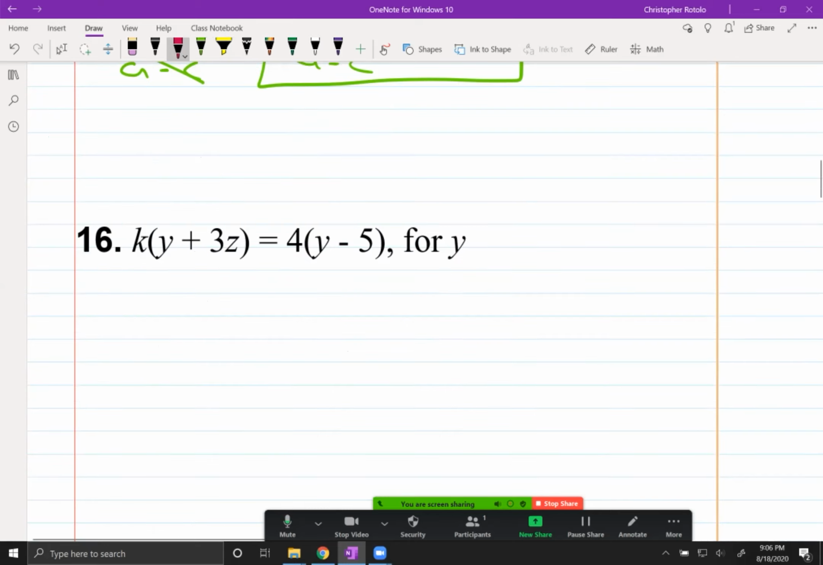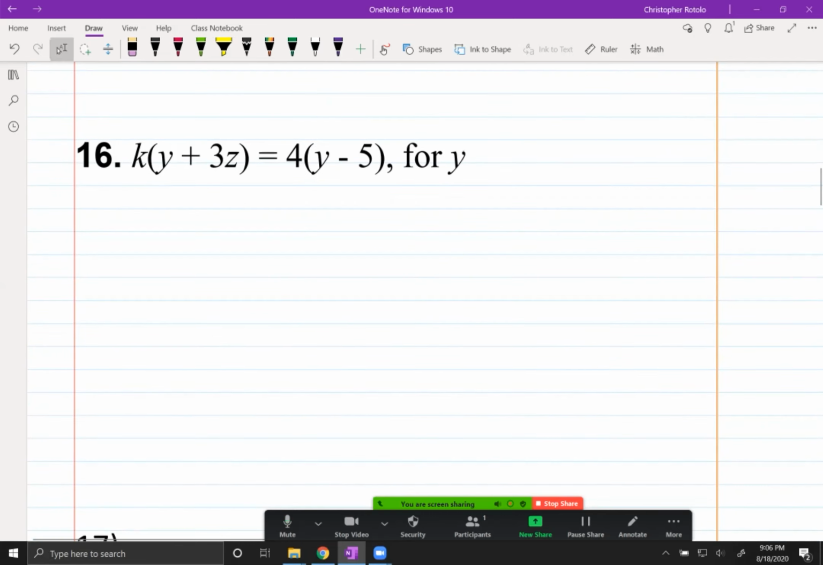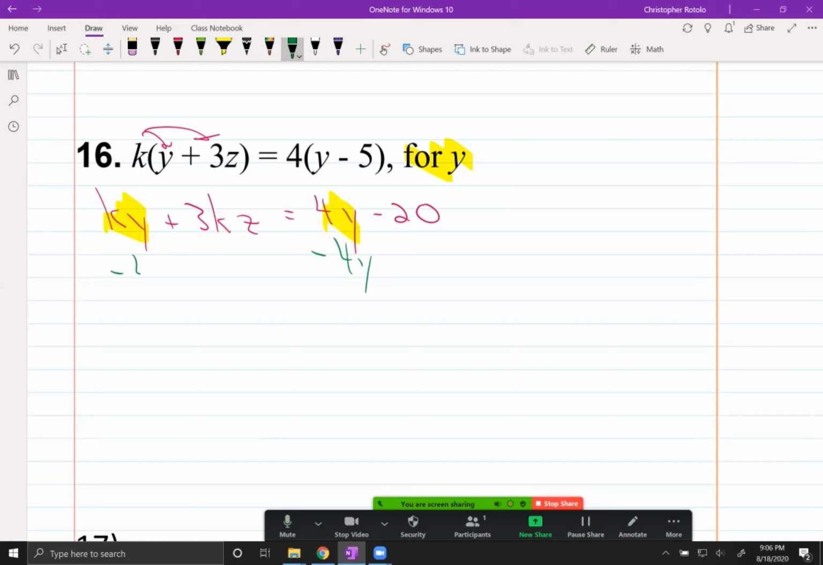Now let's see what happens in the next one, because I'm guessing it happens again. Right? Rarely do I give you just one shot at seeing something new. So here we go. We're going to distribute: ky plus 3kz equals 4y minus 20. Okay, well that looks terrible, right? I'm trying to get y's together. So anything that has a y, I want to put on one side. So here it goes. I'm going to subtract 4y over here. And while I'm doing that, I'm going to go ahead and subtract this 3kz over to the other side.